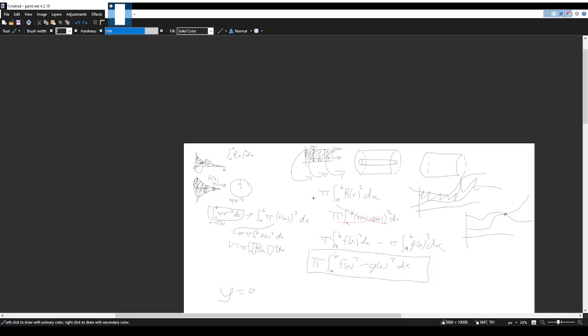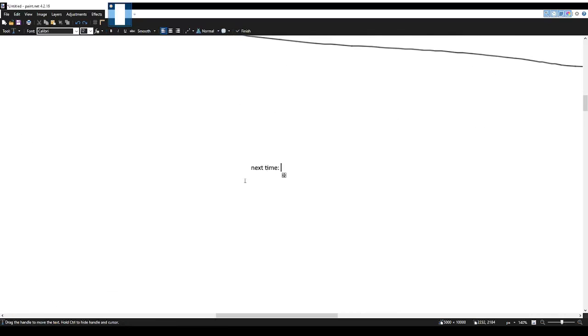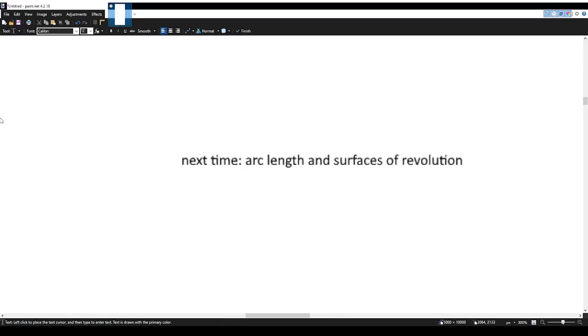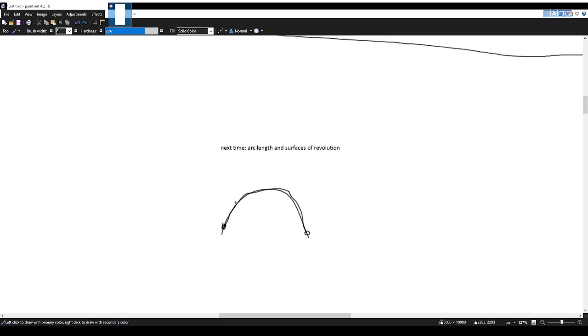Right, so next time we are going to do this. This sounds important: arc length and surfaces of revolution. So I assume that'll be like you have a parabola, and what is the actual distance of this line? That's obviously a lot more complicated than saying what's this distance or that distance. So yeah, we'll do that next time.